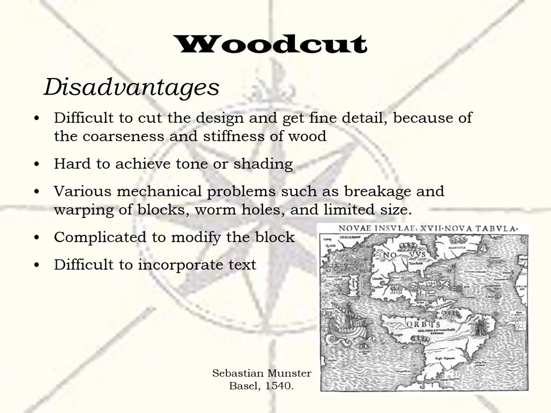The process was also unforgiving. It was very difficult to either modify the map once carved or to make a repair if a mistake was made. In these cases, assuming one didn't just throw out the old block and create a whole new one, one could cut out a section of the block and replace it with a whole new section. Or sometimes a paper overlay with the corrected information could be pasted on top of the original map.